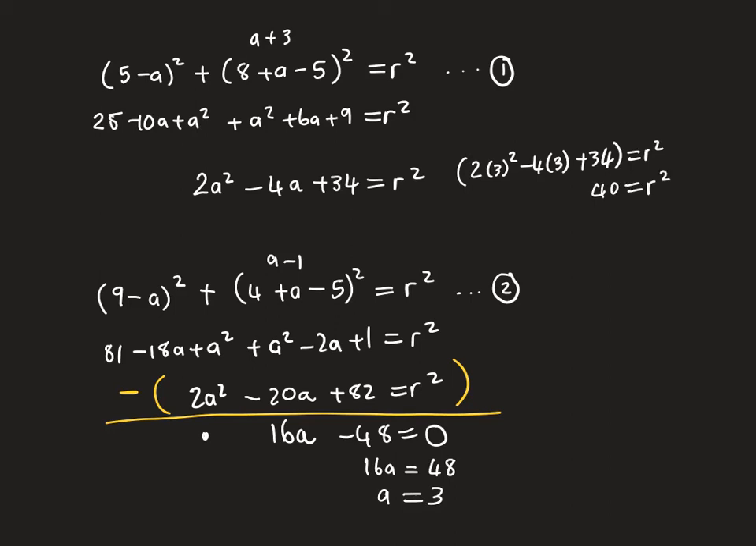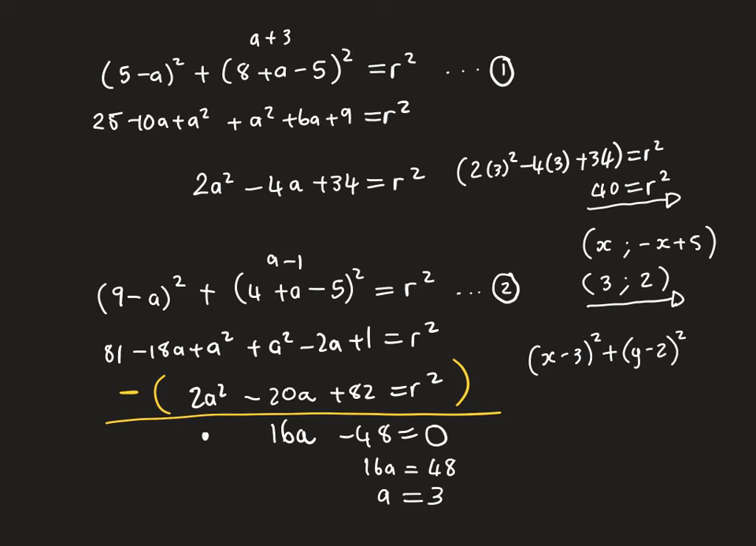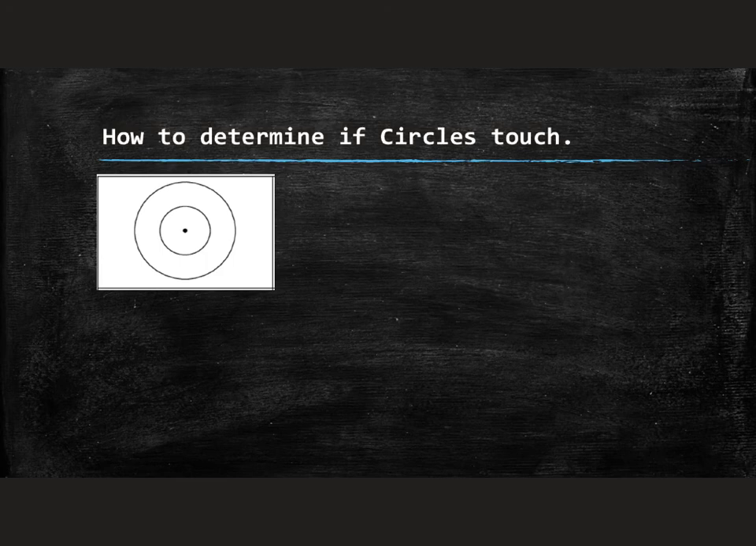I also know from my previous screen that if x went into minus x plus 5, it would be true that if I plugged in 3 here, it would be minus 3 plus 5, which is 2. So therefore, we've got the center of our circle, and we've got the r squared of our circle. The equation for our circle will be x minus 3 all squared added to y minus 2 all squared equals 40.